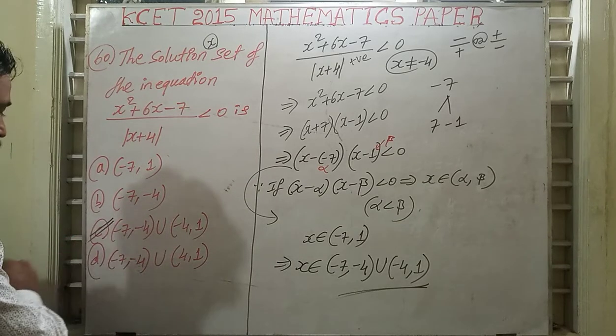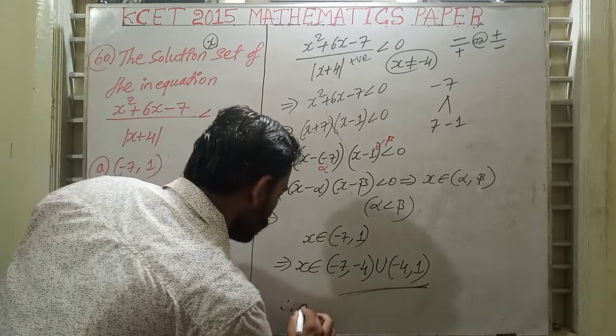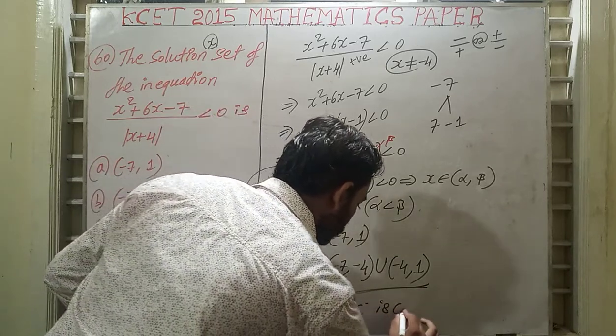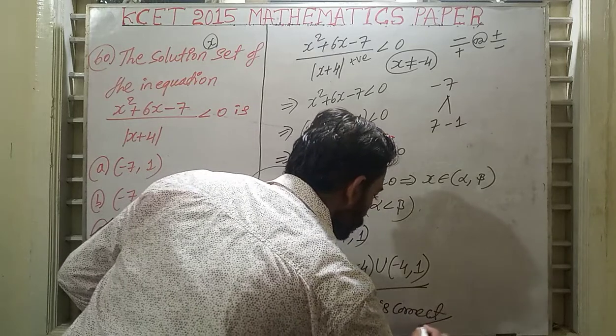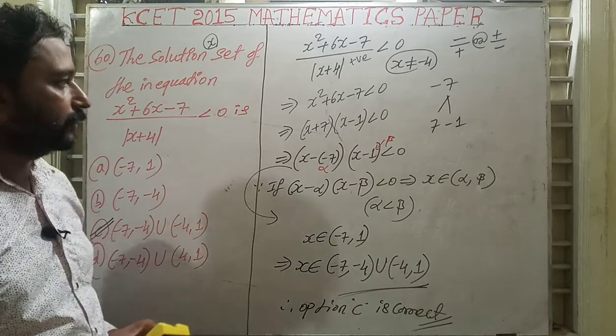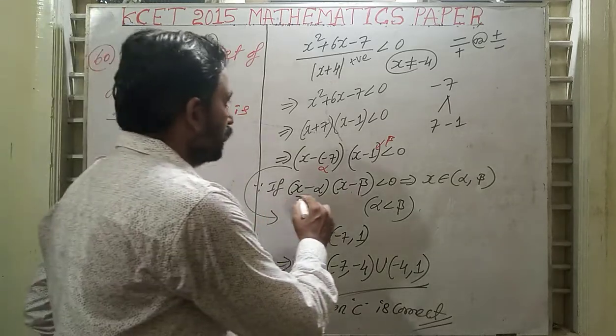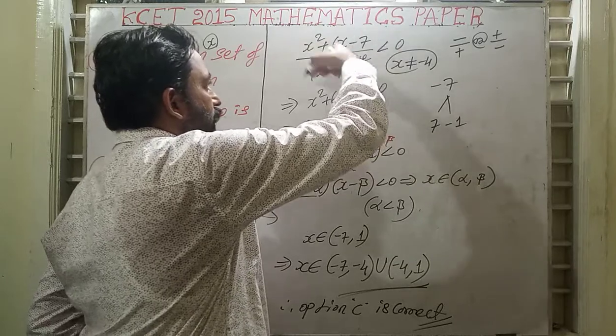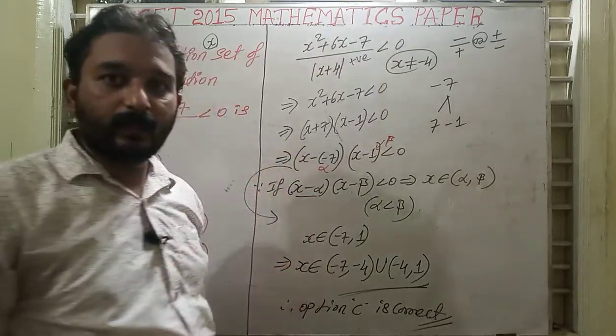Therefore option C is correct. So this is an average question. All the students attend this question easily, but we must know this formula and also the solving technique. Okay, so take down.